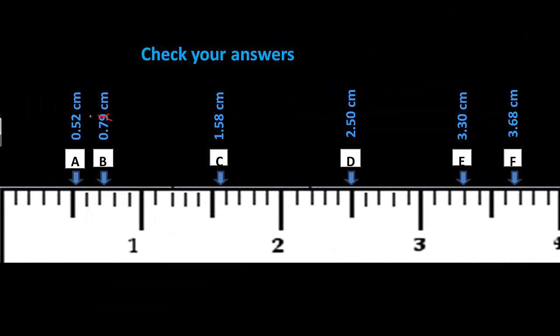Okay, that should not be a 9. It should be around a 3. Go ahead and check your answers here. Now remember, this is on the line, so the estimated digit is going to be 0. Same thing here. You could have 1.59, that would be okay. 1.57 would be okay too.